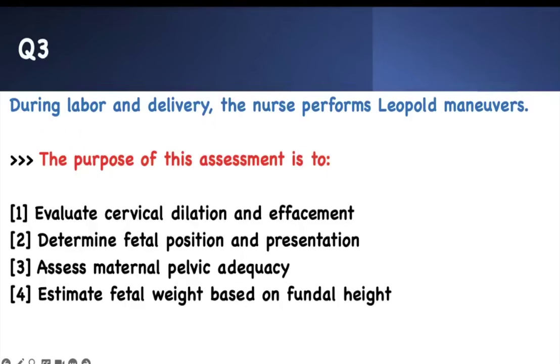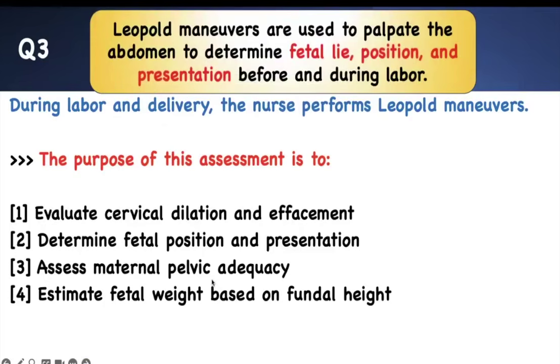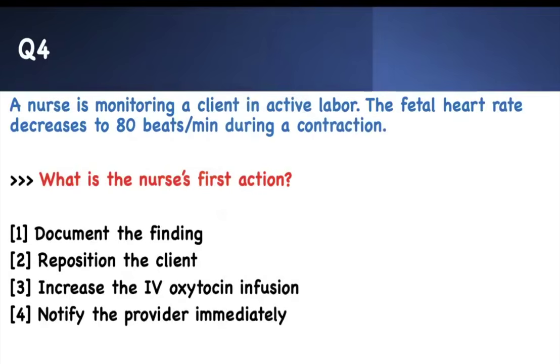Therefore, Leopold is designed to check for position and presentation. They are used to palpate the abdomen to determine the fetal lie, right? Their position and presentation before and during labor, so that we know where the baby's head is and everything, so that we can rotate them into a vertex position. Therefore, number 2 is the right answer. You see how you approach a question, test-taking strategy. This is how you master them.